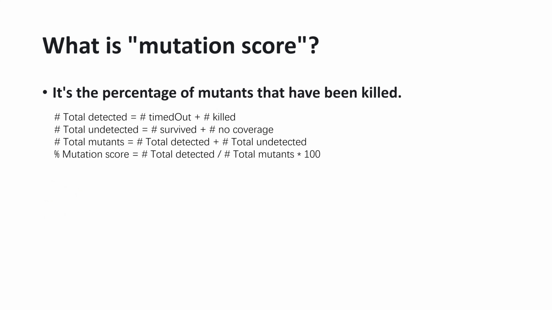So how is this score calculated? We can see there are 4 different types of mutants involved in the calculation. Killed and survived are easy to understand. Let me explain the other ones.